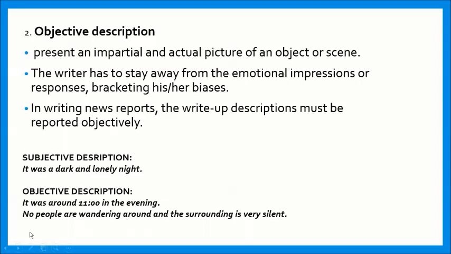So, for instance, we have here my previous example. It was a dark and lonely night. In objective description, you cannot say that because you are not writing a literary piece. You are writing a formal write-up. So, it was around 11 in the evening. Probably it's really dark, no people are wandering around and the surrounding is very silent. That is why you feel like it's a lonely night. But this is the objective description.